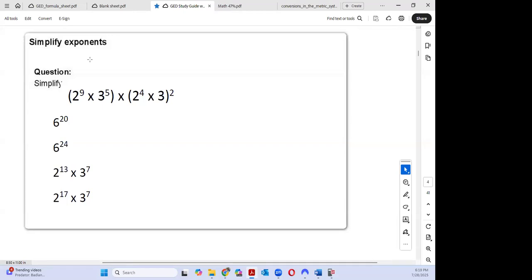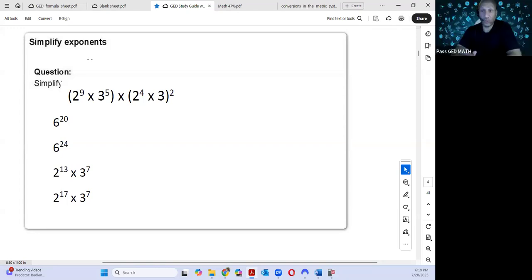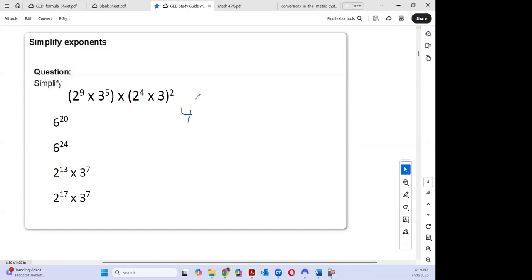Real quick, you said square roots, cubes, and cube roots. Do you know all your squares? What's 4 squared? 4 to the second power. Mm-hmm.